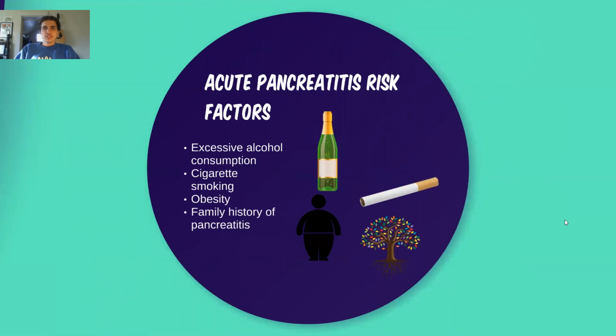So some risk factors: excessive alcohol consumption, cigarette smoking, obesity, and family history of pancreatitis. Notice anything about these? Well, 3 out of the 4, so excluding family history of pancreatitis, RW fell under these risk factors. So he excessively consumed alcohol, smoked a half pack of cigarettes a day, and classified as obese. But he did not have a history of pancreatitis or family history of it.